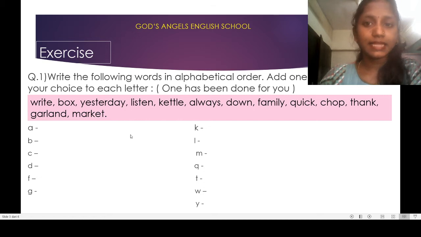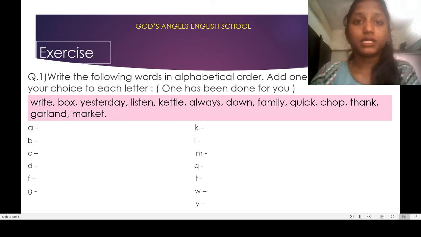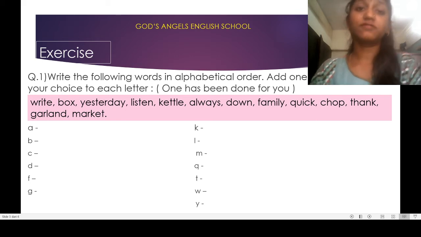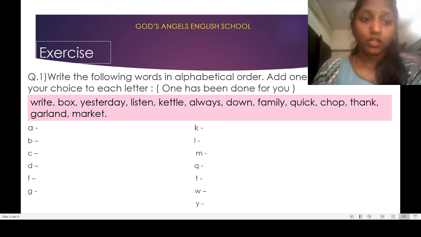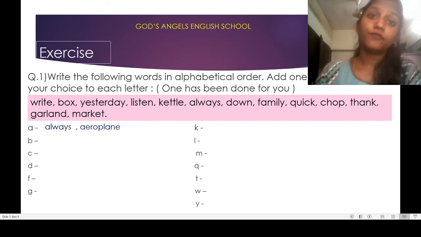After writing that, what is written? Add one more word of your choice. Whatever comes to your mind with letter A, you have to put. You have learned so many things from nursery to first. You know so many words come from letter A. According to me, I have put always, that is the answer, and for one more word of my choice I have written aeroplane.